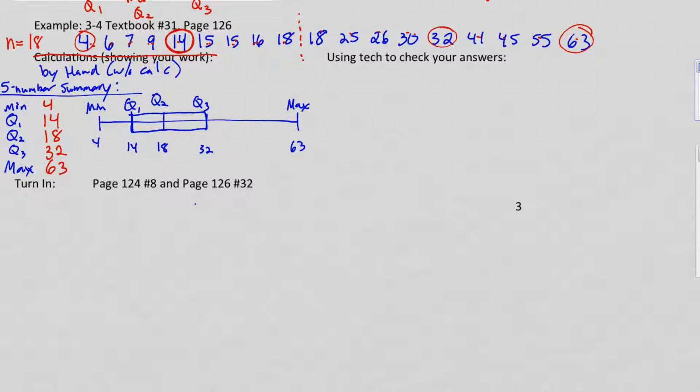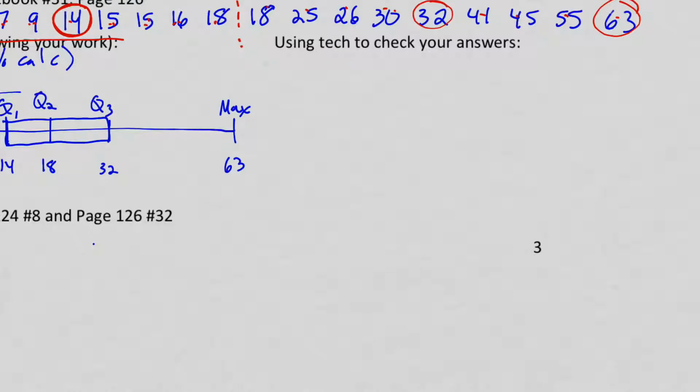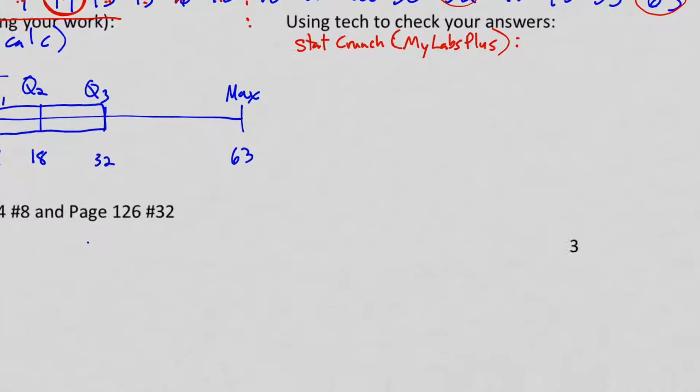But I'm going to be using StatCrunch because this is already included in your MyLabs Plus account. This is in MyLabs Plus. It's an option on the left. It's basically a website. And once you click on the link from your MyLabs Plus account, it goes directly into StatCrunch. You don't have to sign in, since you're already signed in with MyLabs Plus.